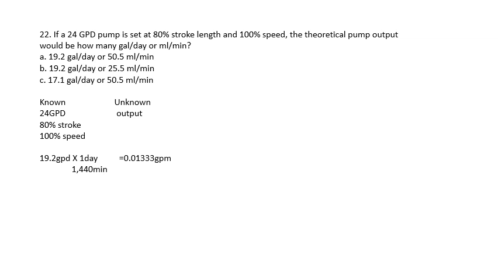0.01333 gallons per minute. There are 3,785 milliliters in a gallon. So you multiply that by 0.01333 gallons per minute. And that gives you 50.45. So the answer is 19.2 gallons per day or 50.5 milliliters a minute.